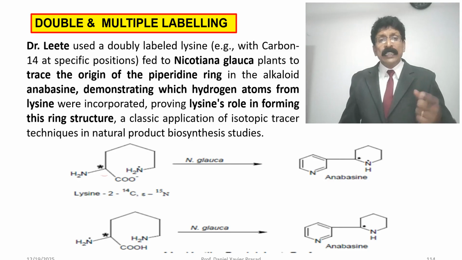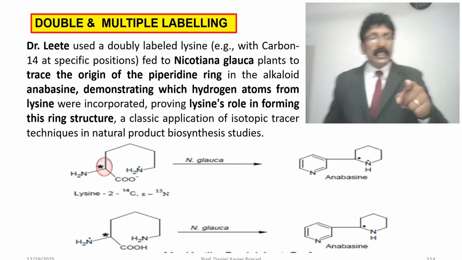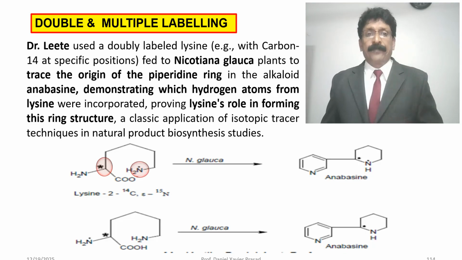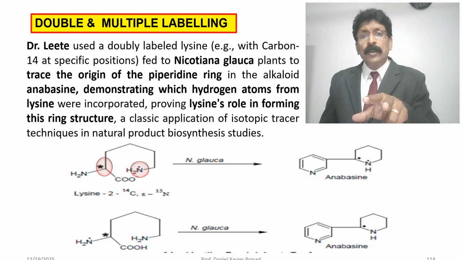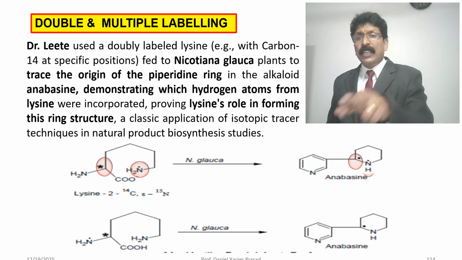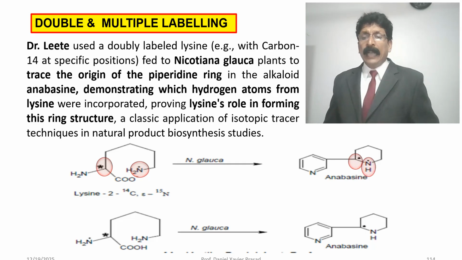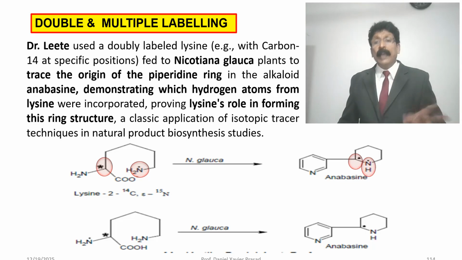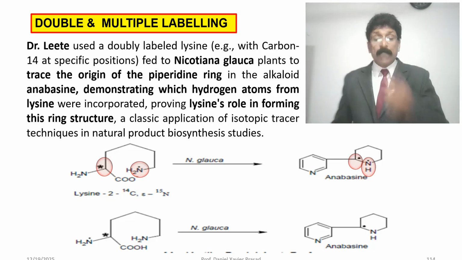You see the star, which is a carbon atom labeled carbon 14. A nitrogen atom is also labeled, N15. So the Nicotiana glauca plant is fed this, and it is converted into anabasine; see that both of those labels are present in the anabasine. So this is the study: multiple or double labeling, and seeing in the product whether it is present or not. It is present and it is shown.